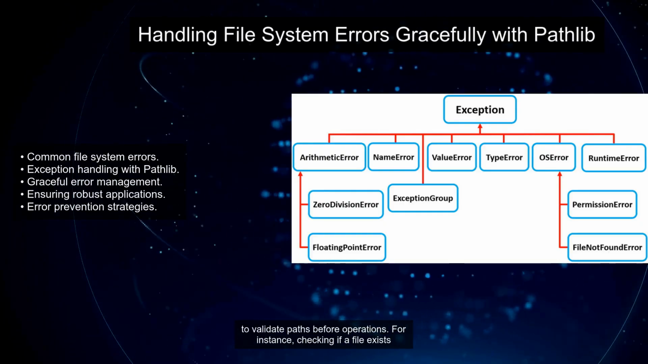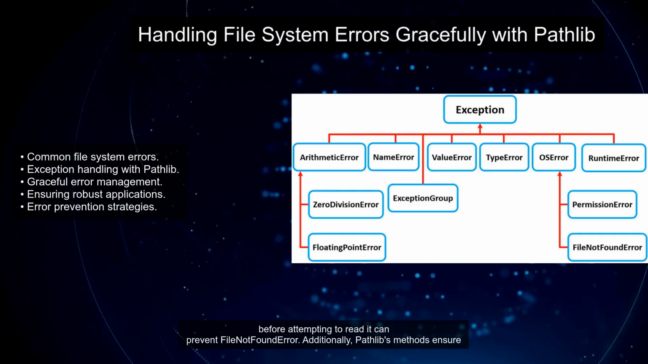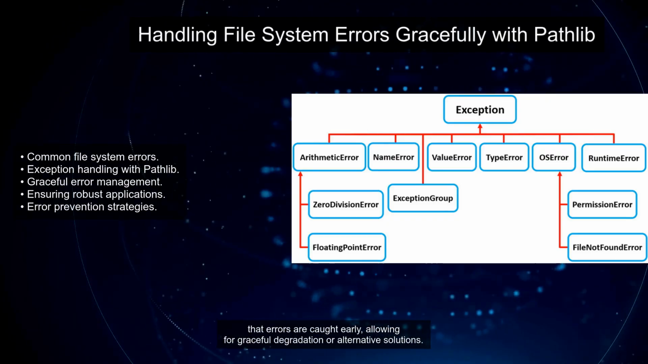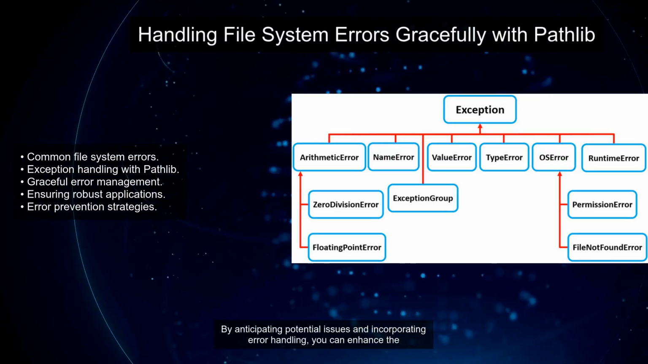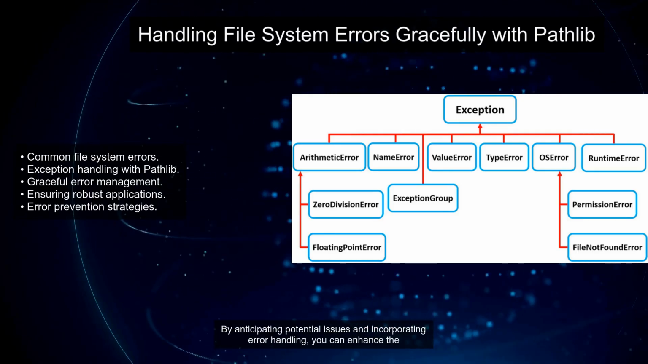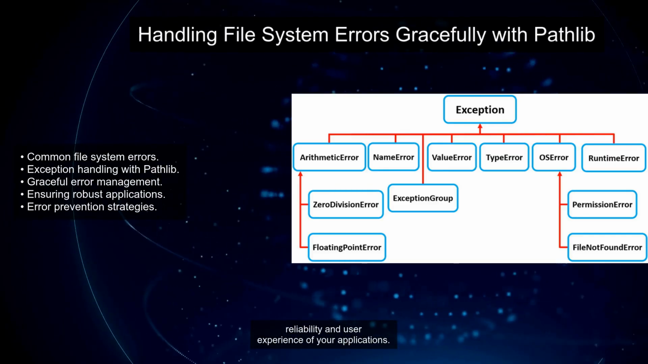For instance, checking if a file exists before attempting to read it can prevent FileNotFoundError. Additionally, Pathlib's methods ensure that errors are caught early, allowing for graceful degradation or alternative solutions. By anticipating potential issues and incorporating error handling, you can enhance the reliability and user experience of your applications.